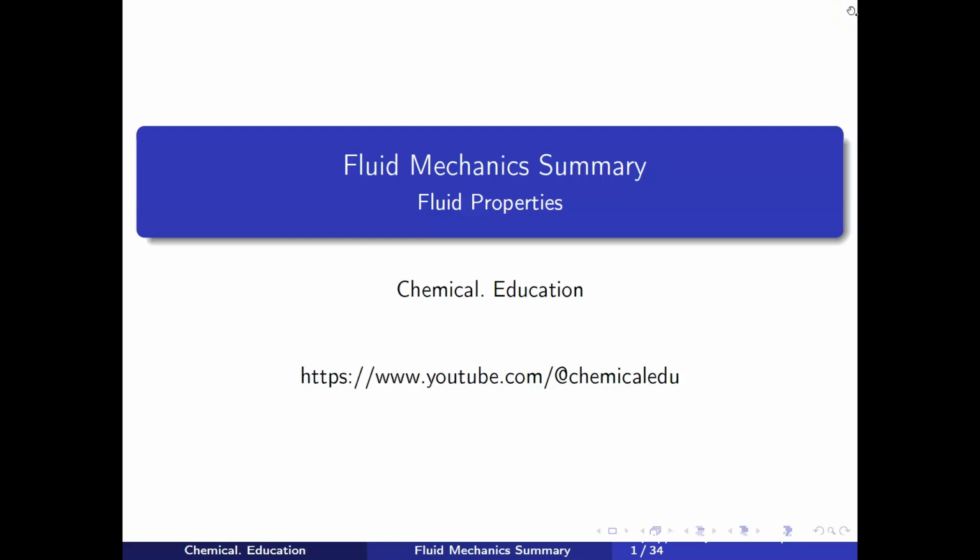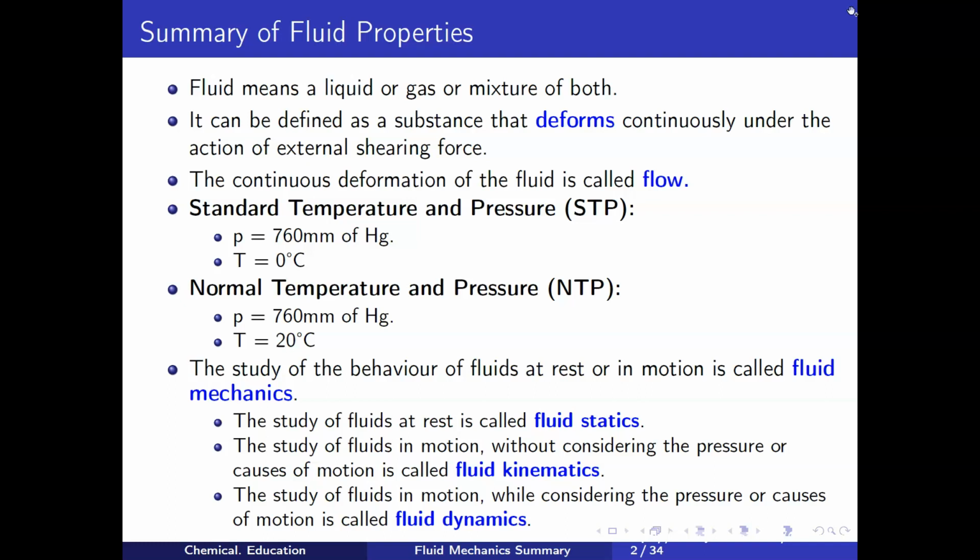Today I'll talk about fluid mechanics summary, fluid properties. Summary of fluid properties. Fluid means a liquid or gas or mixture of both. It can be defined as a substance that deforms continuously under the action of external shearing force. The continuous deformation of the fluid is called flow.